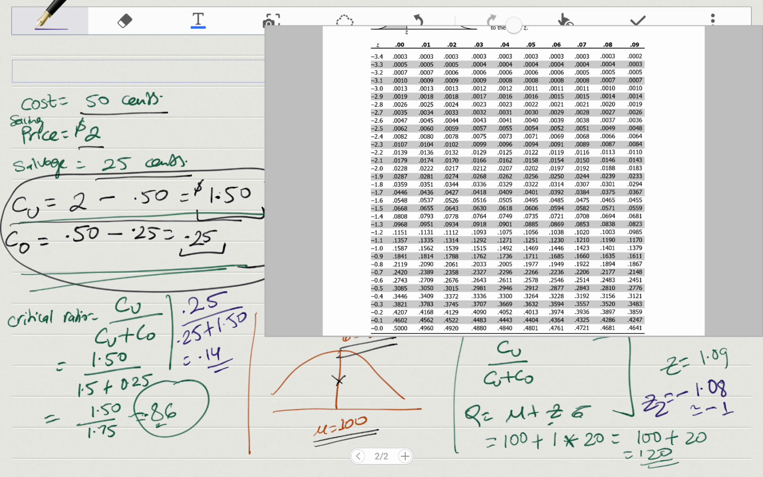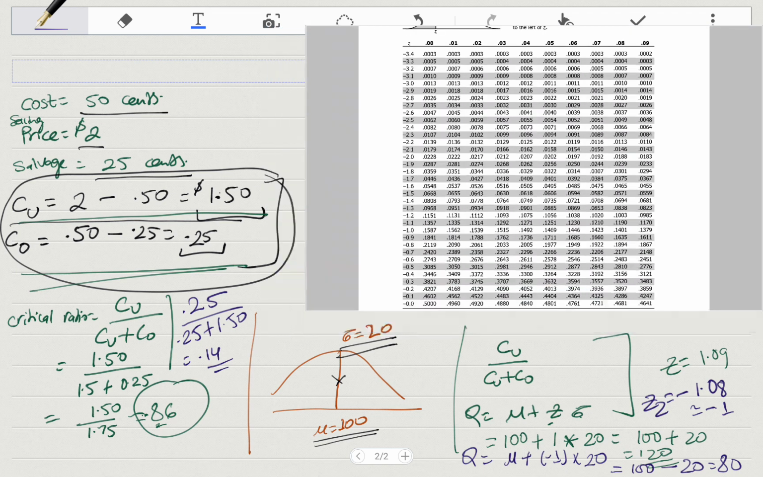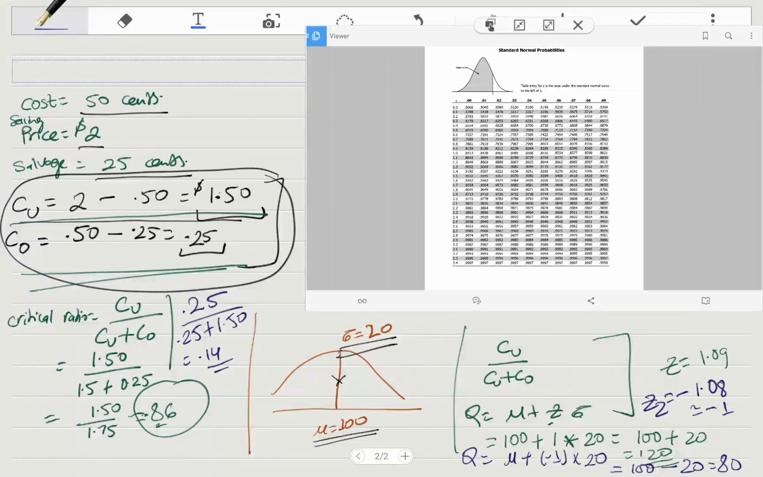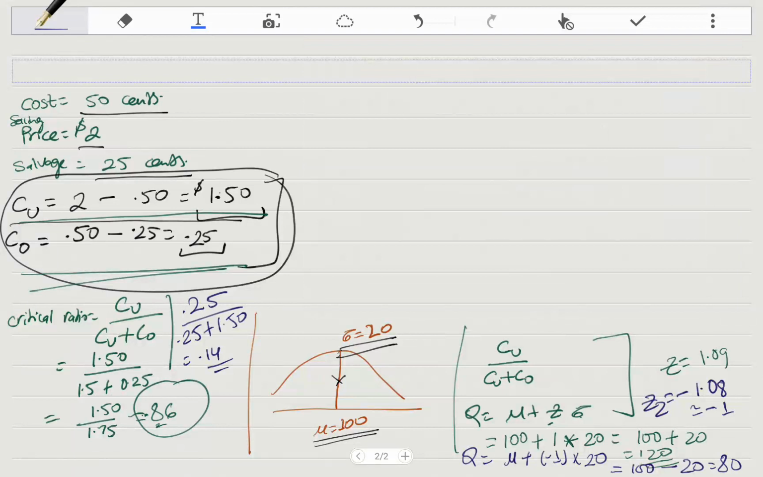As you can see, if your critical ratio is less than 0.5, your Z is going to be negative. Then your Q calculation is mu plus Z of minus 1 times sigma of 20 units, so 100 minus 20. You have to order 80 units. So this should make sense.